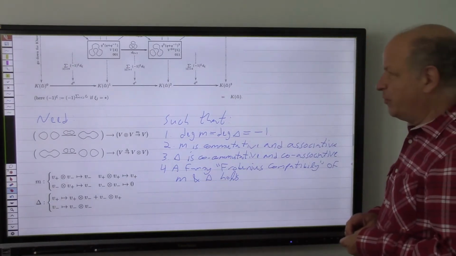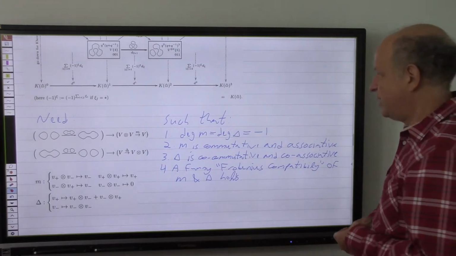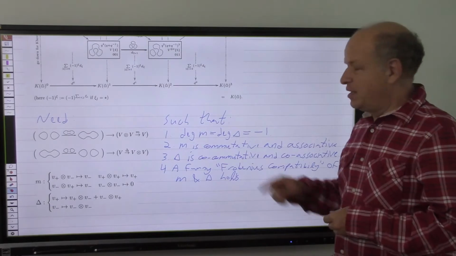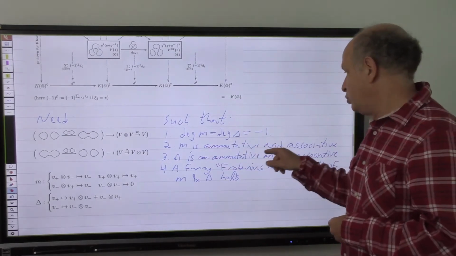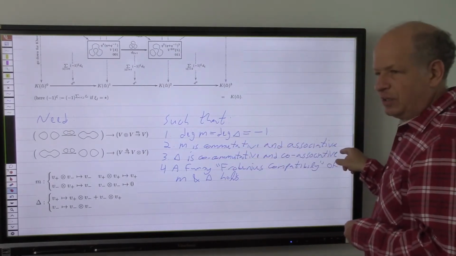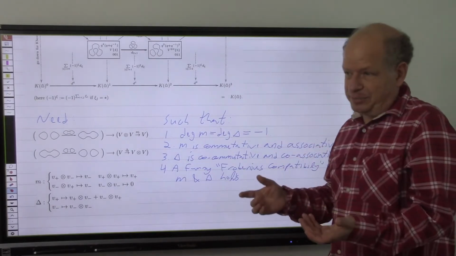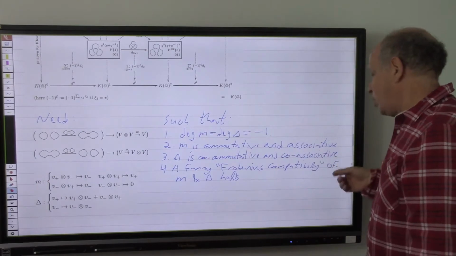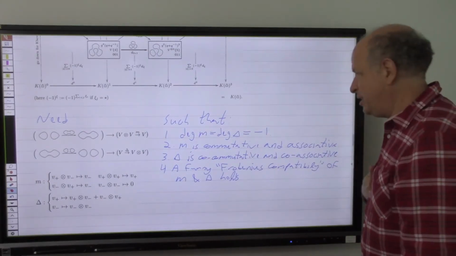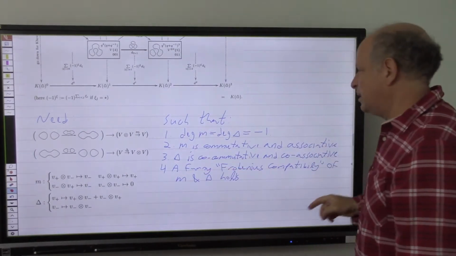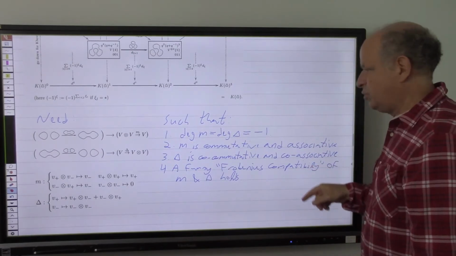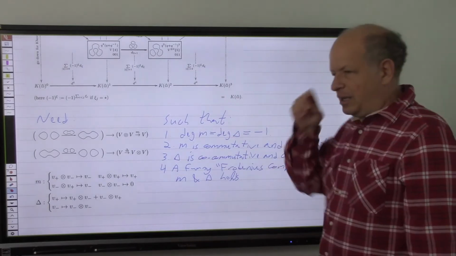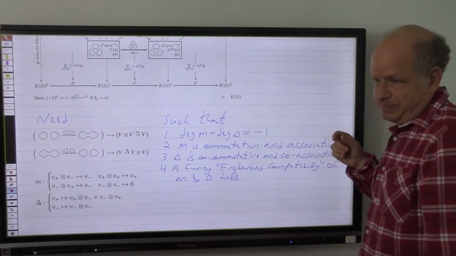And last time we figured out the requirements, and they were that the degree of both maps be -1, that M will be commutative and associative, and we said what that means, that delta will be co-commutative and co-associative, and we said what that means, and that there is some funny compatibility condition between them called Frobenius Compatibility, and we said what it was. Okay?